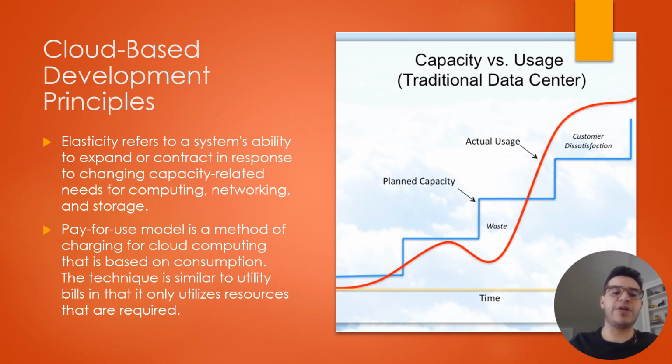Okay, moving to cloud-based development principles, we're going to be talking about elasticity and the pay-per-use model. Elasticity refers to a system's ability to expand or contract in response to changing capacity-related needs for computing, networking, storage, etc. And whenever we talk about the pay-per-use model, it's a method of charging for cloud computing that is based on consumption. This technique is similar to utility bills, saving money for the company depending on the use of the website and the cloud.